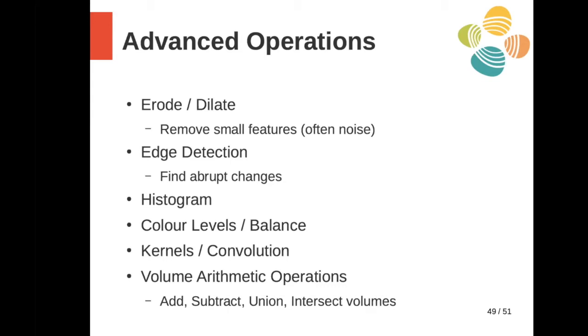You can also use edge detection to find out whether there's abrupt changes in images. We can look at the histogram for the images to find out whereabouts the pixel intensity values lay. Sometimes there's peaks in that histogram that indicate where certain types of objects might lie, particularly good for thresholding. So you don't have to do that blind. We can also adjust color levels and balance and normalize.